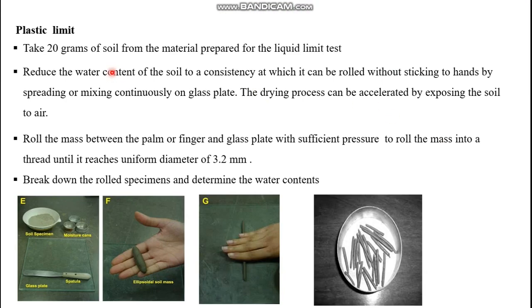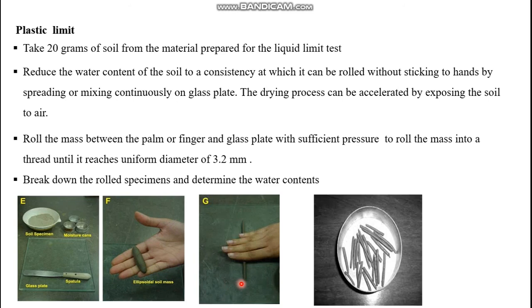So how to determine the plastic limit? In order to determine the plastic limit, you have to take 20 grams of soil from the previously prepared material for the liquid limit test. You reduce the water content by either drying it on a glass plate or molding it using bare hands. Then you apply pressure using your palm and fingers on a glass plate. You roll it on the glass plate with sufficient pressure until it reaches a diameter of 3.2 millimeters.